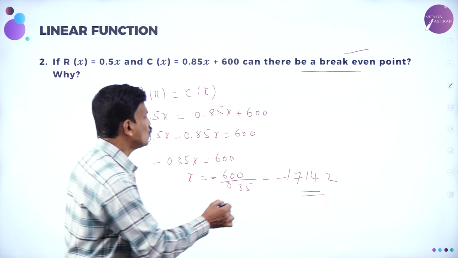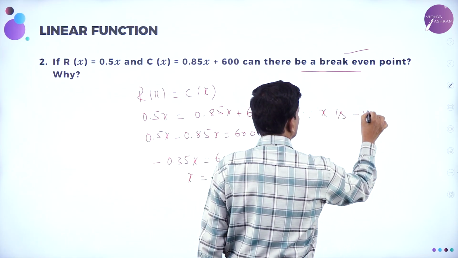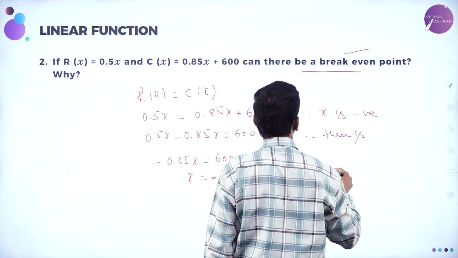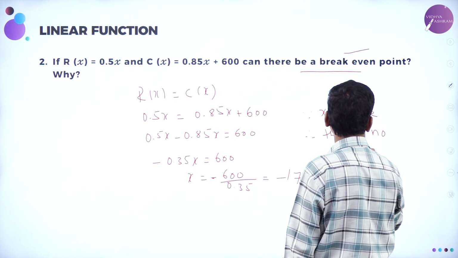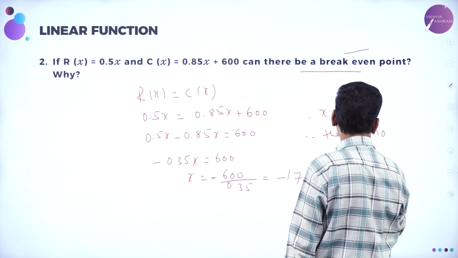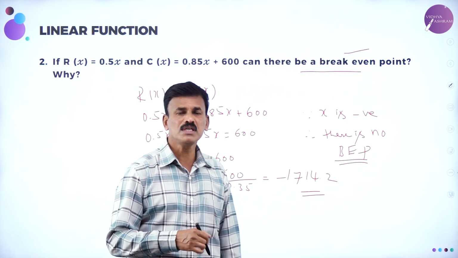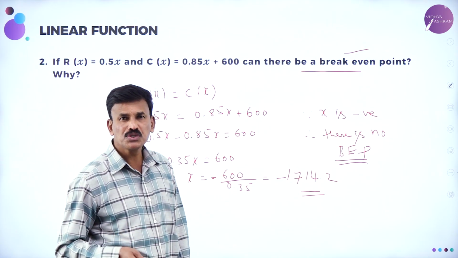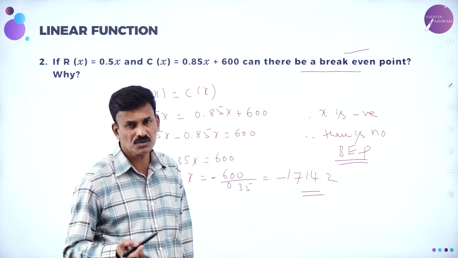Therefore, since x is negative, there is no break-even point. There is no break-even point, since x should always be positive. x is the number of units produced, so if x is negative, it means the number of units produced is negative, which has no meaning.